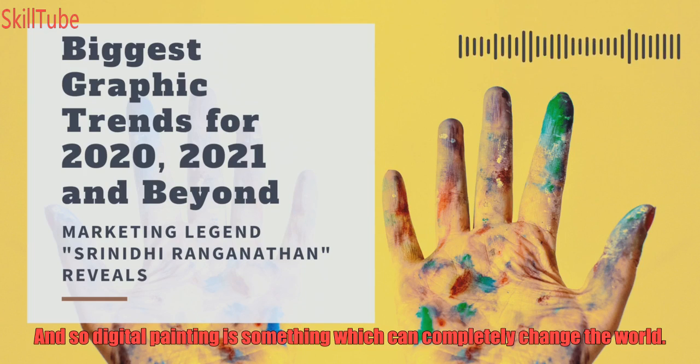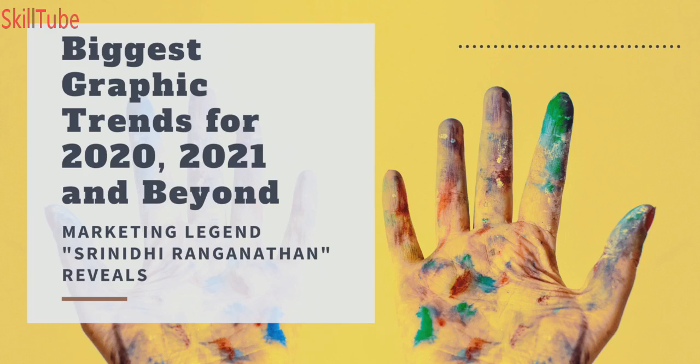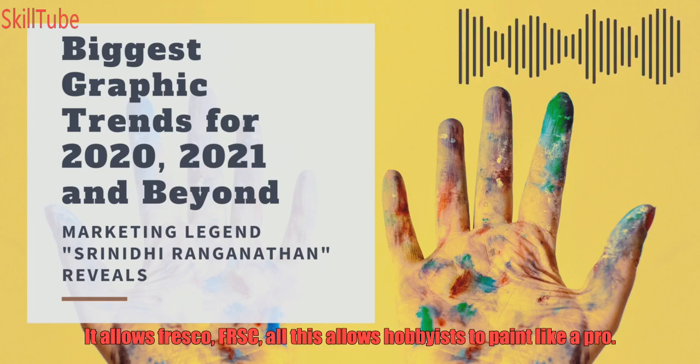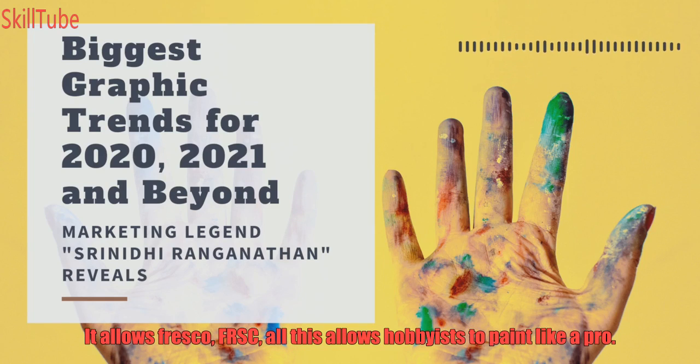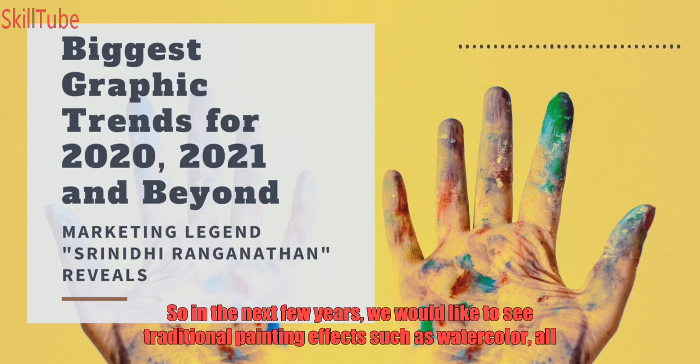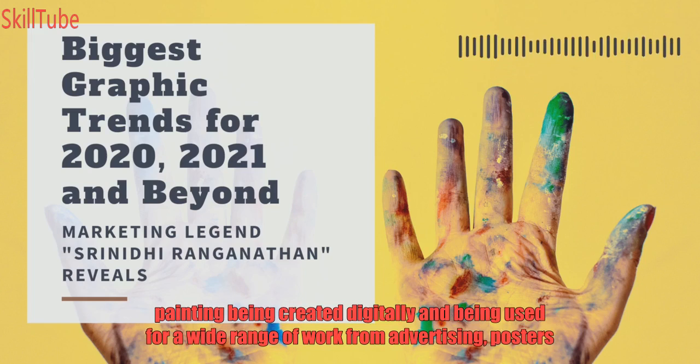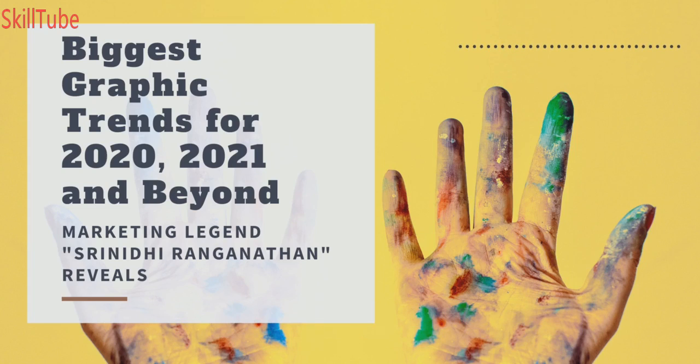So digital painting is something which can completely change the world. There are tools like Procreate and Adobe Fresco. This allows hobbyists to paint like a pro. So, in the next few years, we would predict to see traditional painting effects such as watercolor and oil painting being created digitally and being used for a wide range of work, from advertising to posters and packaging.